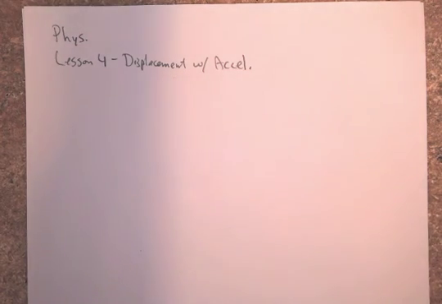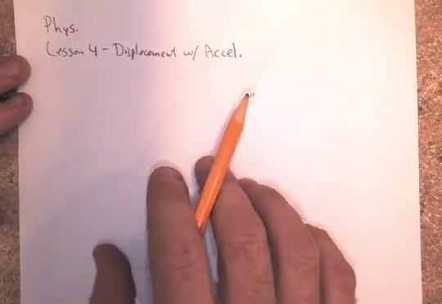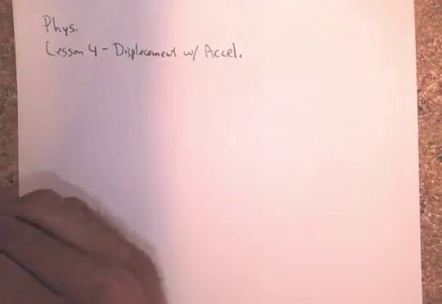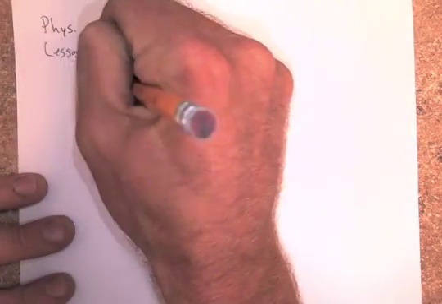All right, lesson 4 here is we're getting into displacement with acceleration. So how far does something move when it's accelerating? We talked about what its velocity would be when accelerating. This is how far it goes, how much it actually moves when it's accelerating. So here's kind of the intro.